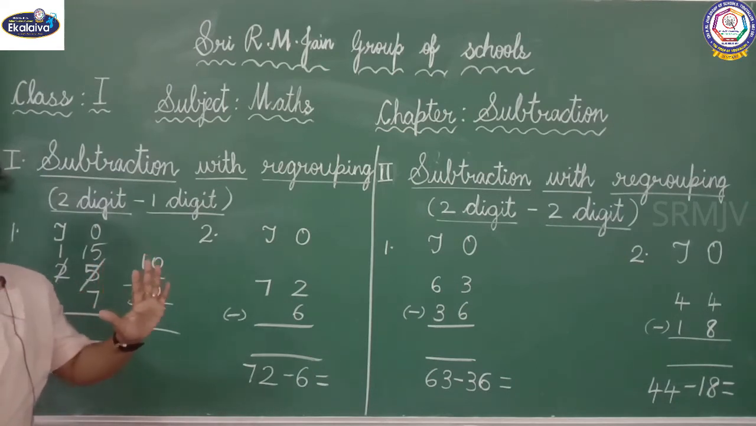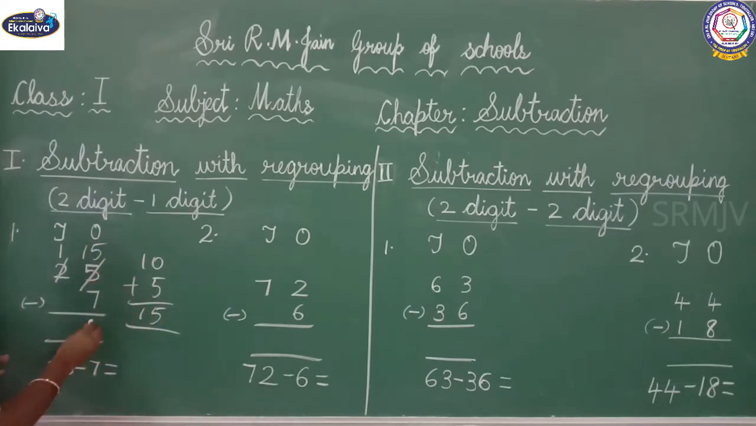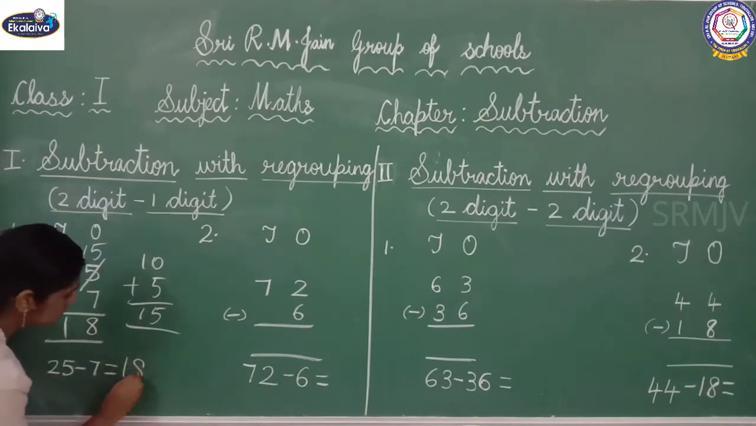How many fingers I have opened? I have opened 8 fingers. So I have to write 8. And now we are going to subtract the tens. 1 is there, right? Here there is no any digit. If there is no any digit, we have to assume it is 0 and 1 minus 0 is equal to 1. So 25 minus 7 is equal to 18 is the answer.